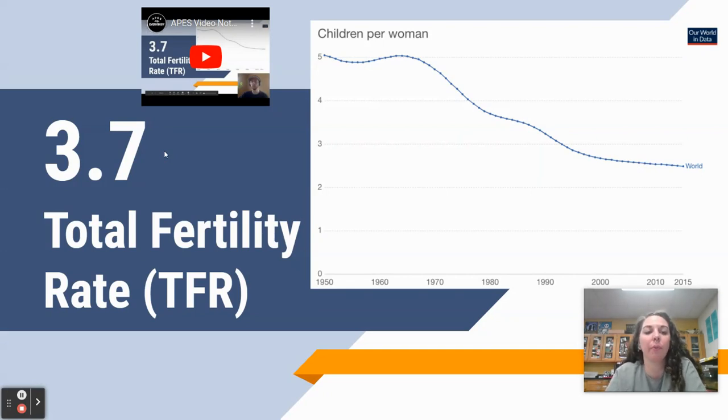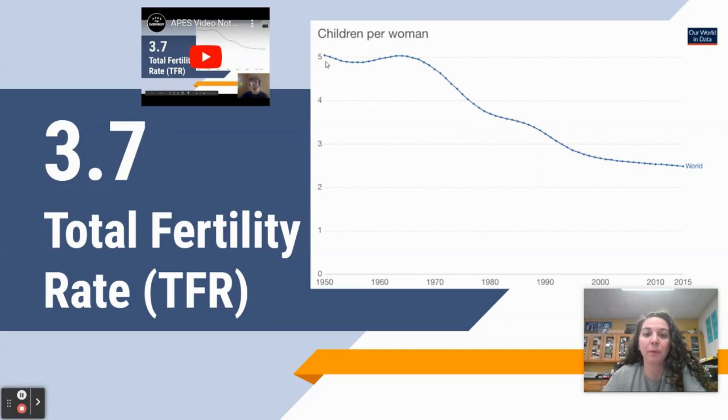So we're going to start with 3.7, which is total fertility rate, which will just be TFR for the rest of this. And quick definition there is it's the average number of children a woman is going to have in her lifetime. And you can see, looking at our graph from about the mid 60s, we've had a steady decline in that TFR number worldwide over the last few years.